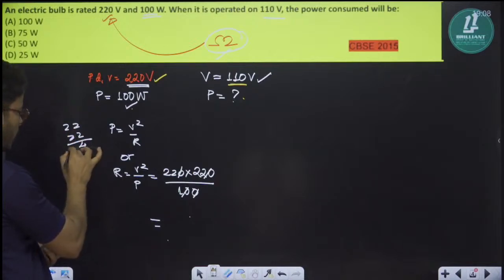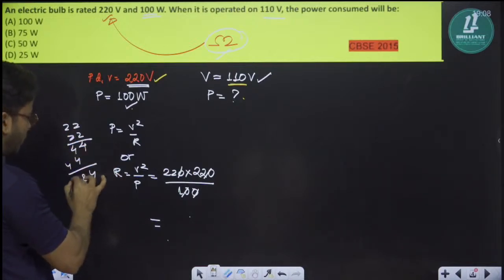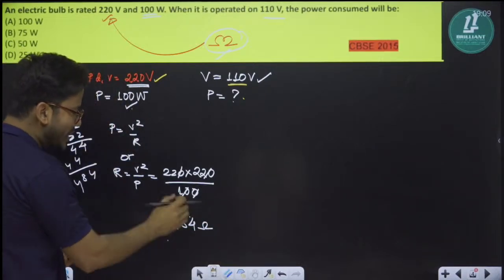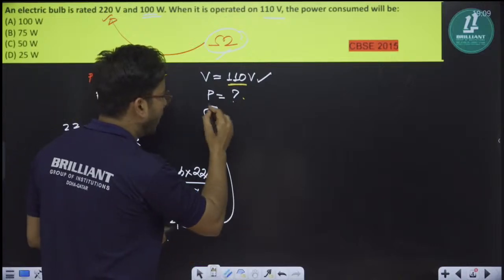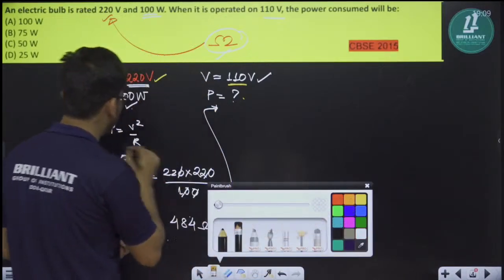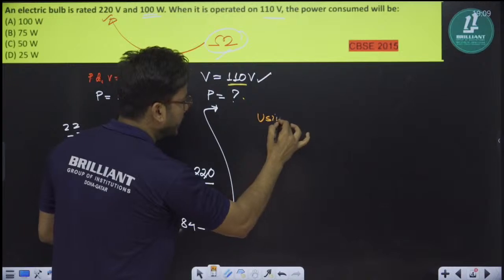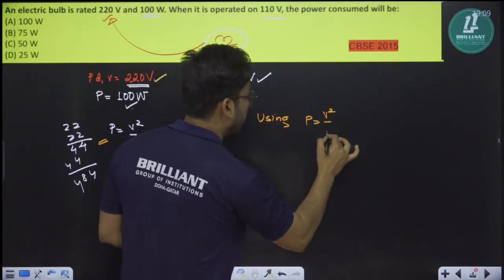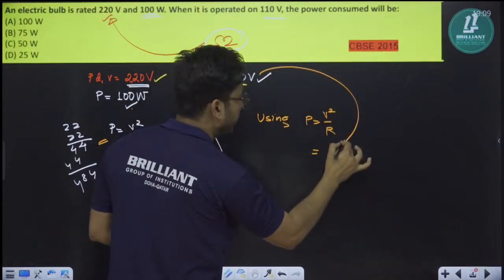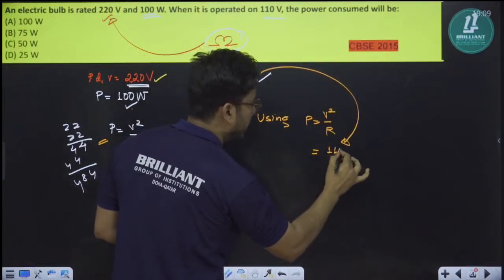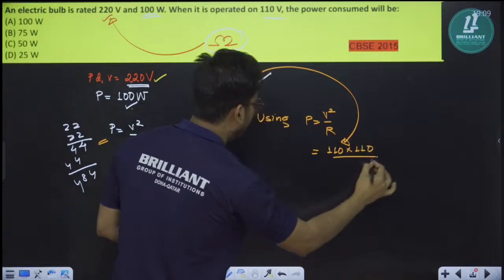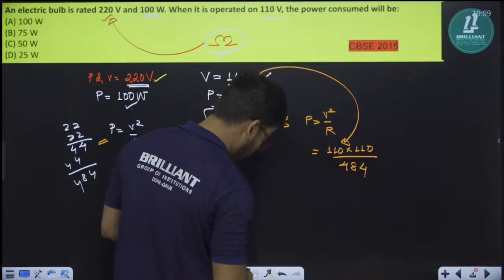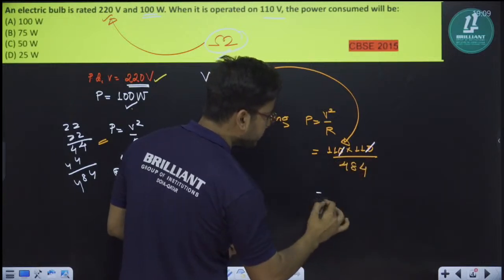Your answer will be 484 ohm. Perfect. Now with this resistance, I will figure out the power here. Once again, we'll use the same formula: P equals V square divided by R. This time I will take the given potential difference, 110 into 110, divided by this value of resistance, 484. Two zeros are going to cancel.